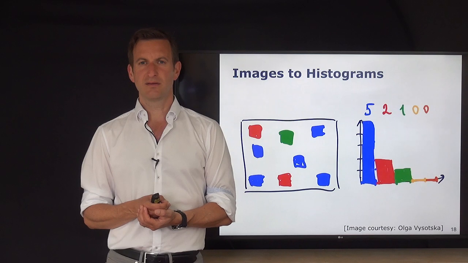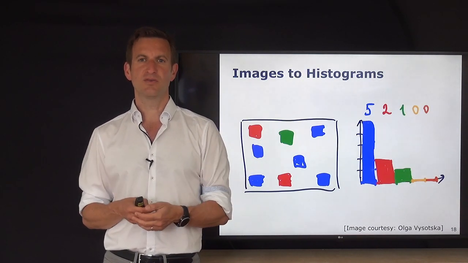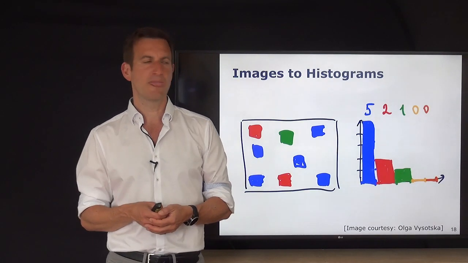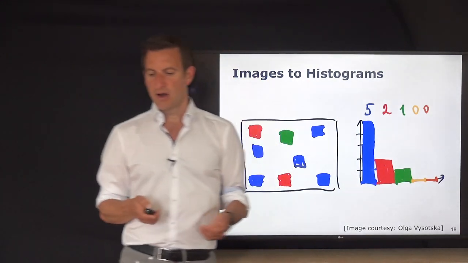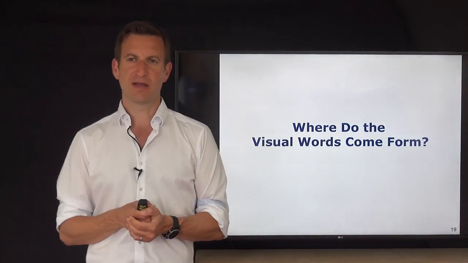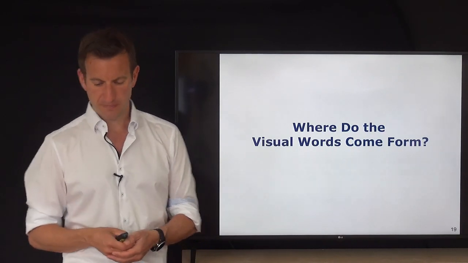Okay, in order to do that, what we need is, of course, a feature descriptor that we want to use. So let's say SIFT, for example. And we need to define our visual words, our dictionary. So where do the visual words come from? Who tells us which visual words we should use?